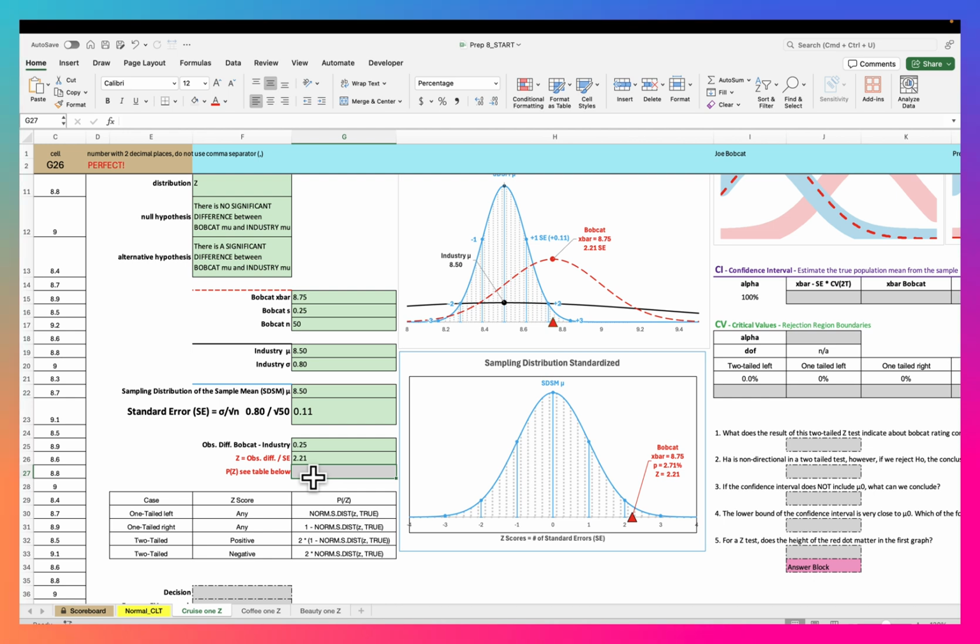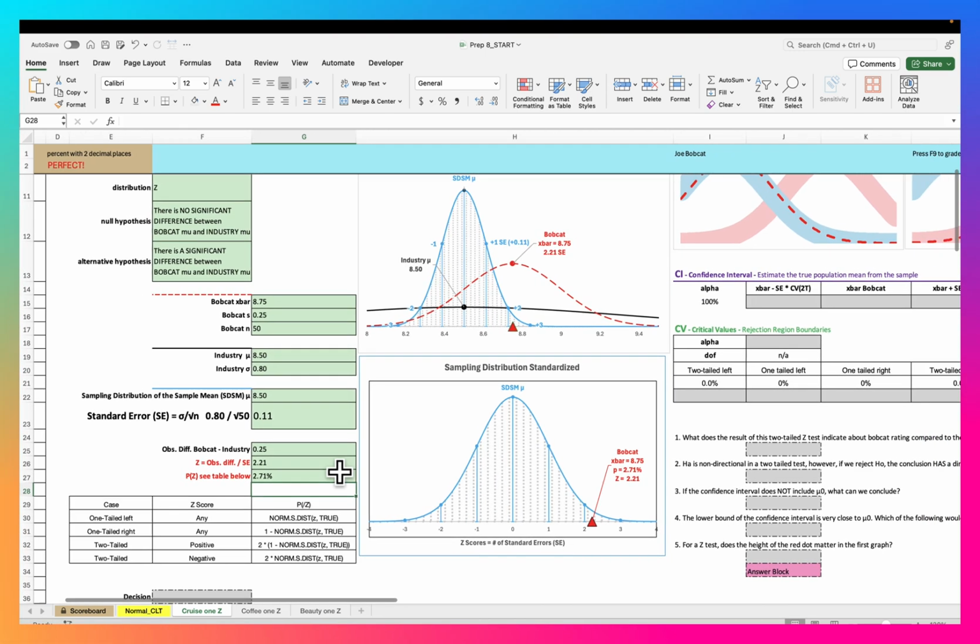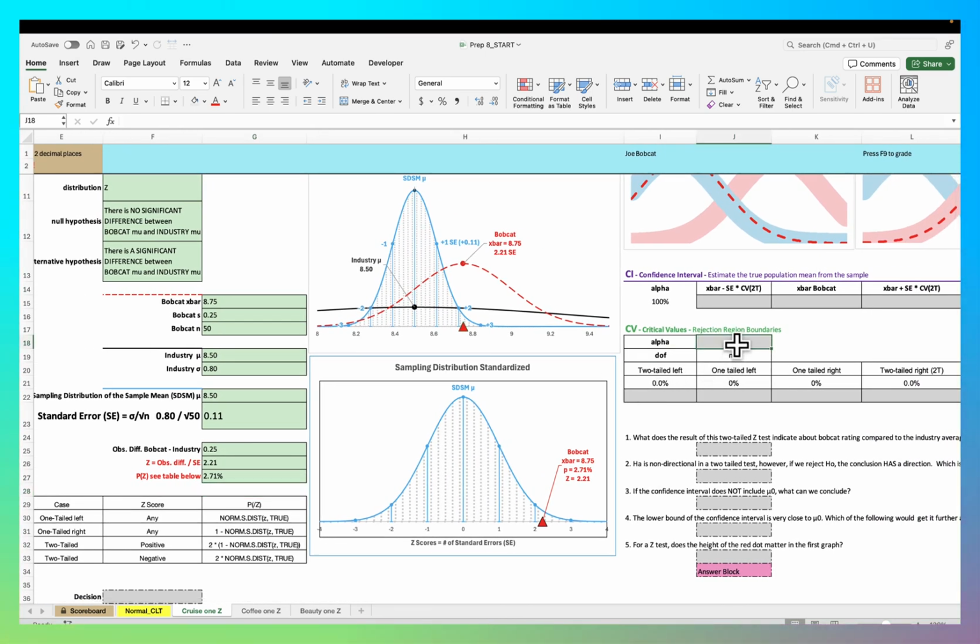equals 2 times 1 minus NORM.S.DIST, and then the z-score, and then true, and close parentheses twice. And so our probability is 0.0271. So let's get the rejection region over here.